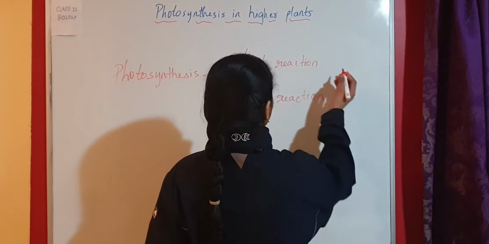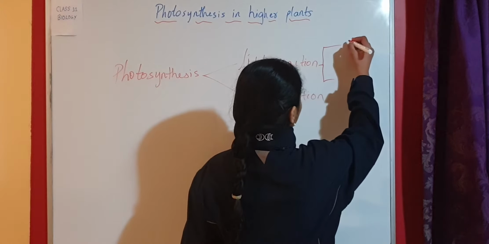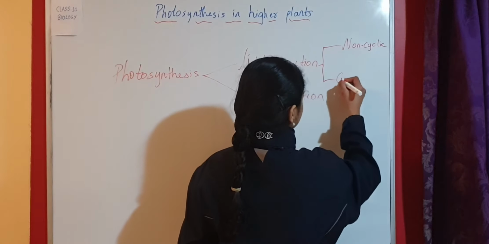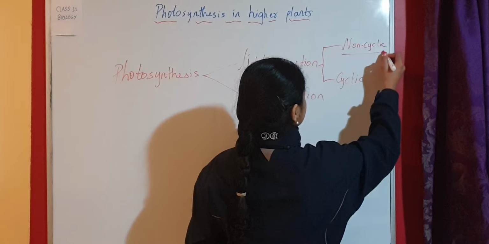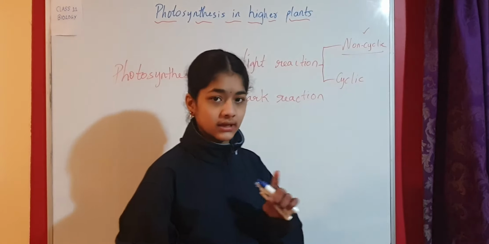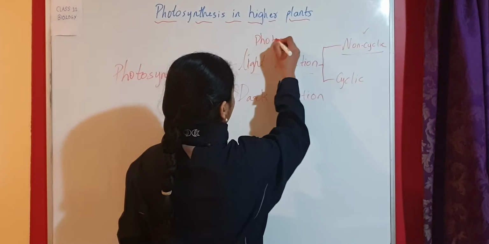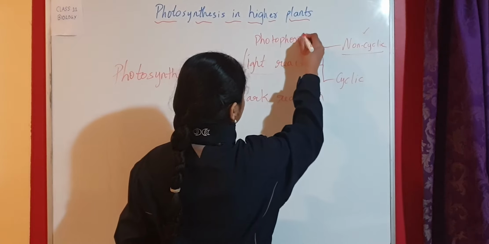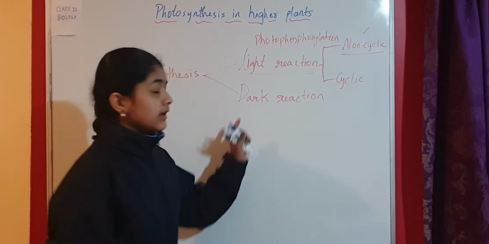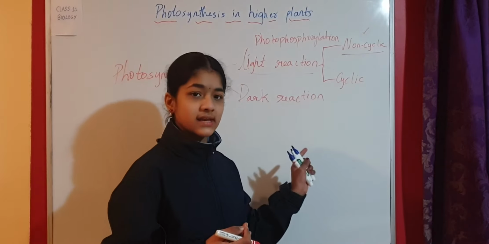Now the light reaction is completed in two different pathways. The first one is called non-cyclic photophosphorylation and the second one is called cyclic photophosphorylation. This we have discussed in the previous video, non-cyclic photophosphorylation or the non-cyclic pathway. So this light reaction is also known as photophosphorylation. The photophosphorylation or light reaction is divided into two types, non-cyclic and cyclic.